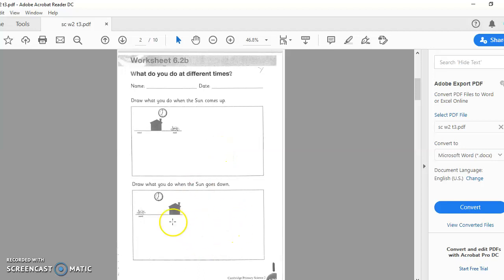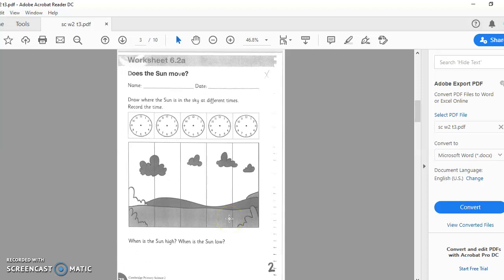The second box, you draw what you do when the sun goes down. That means it's noon or nighttime. So draw what you see when the sun goes down, or what you do when the sun goes down. And for this activity, you get to draw some more. Does the sun move? Draw where the sun is in the sky at different times and record the time.